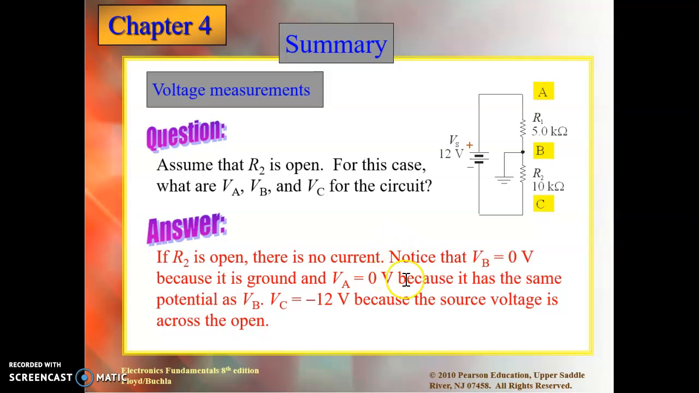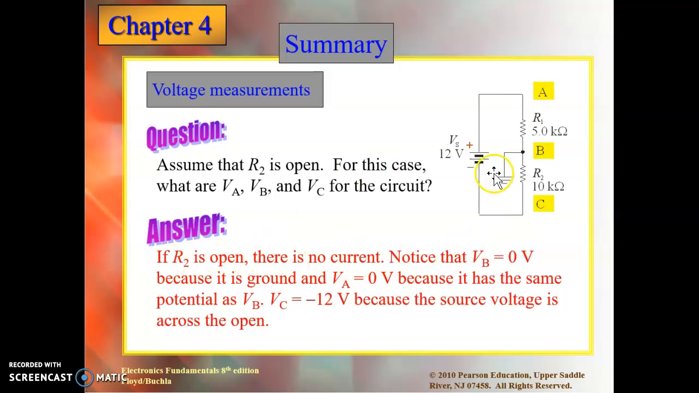This is another example. It says assume that R2 is open for this case. What are VA, VB, and VC for the circuit? If R2 is open, then this goes off, and the circuit just becomes 12 volts and 5 volts. So VA would become 12.